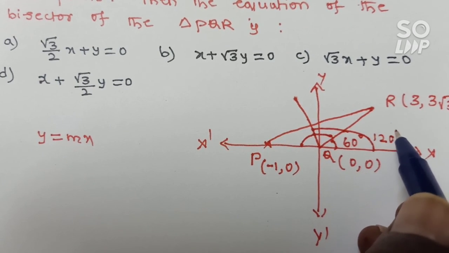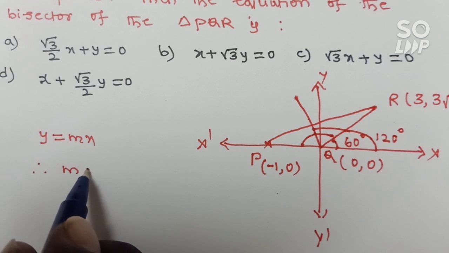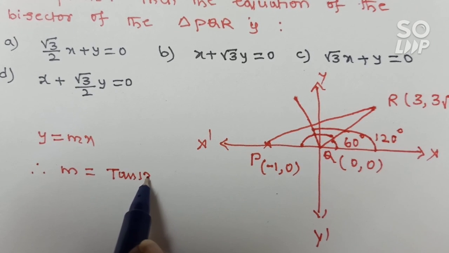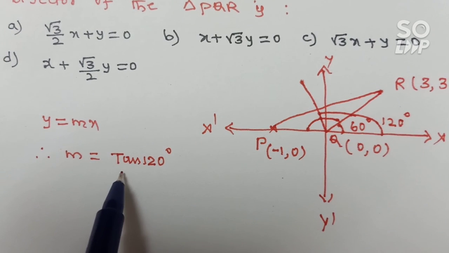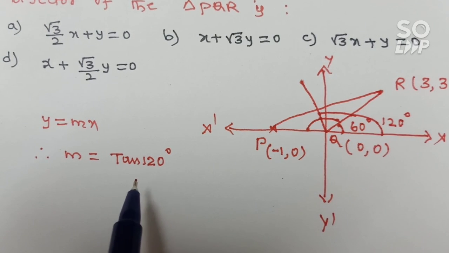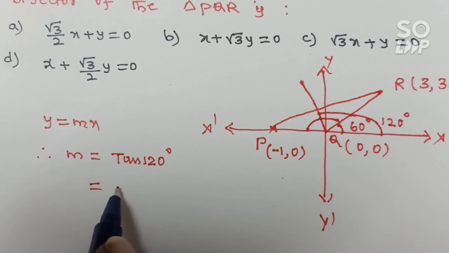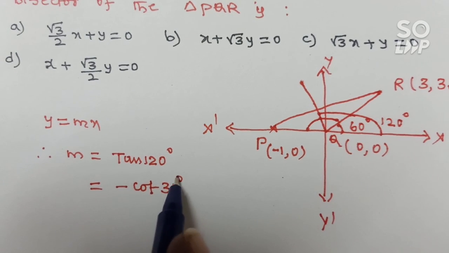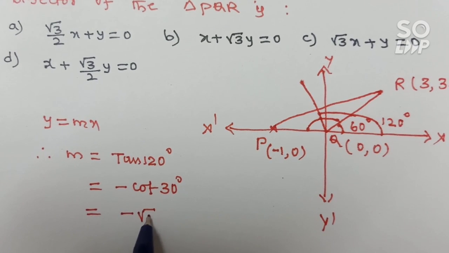So what is the slope of the angular bisector? Therefore m is equal to tan 120 degrees. Tan 120 means tan of 90 plus 30, which is minus cot 30 degrees. Cot 30 is equal to root 3, so this value will be minus root 3.